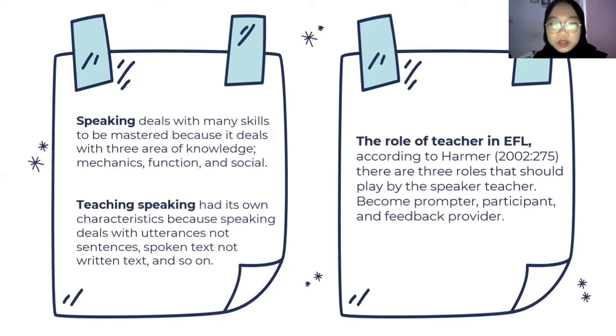First, become a prompter. The teacher may be able to help the students and the activity to progress by offering wise suggestions. Become a participant. The teacher can participate in every activity that has been mentioned before. And the last is become a feedback provider. When students are practicing, teachers should not just stop their speech and give them some correction. It is better to give students feedback when they have already finished their speech.